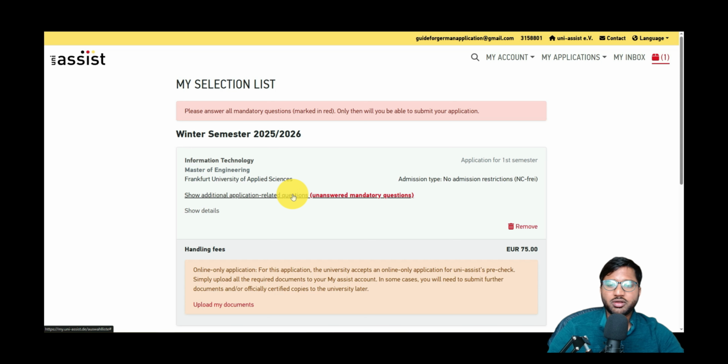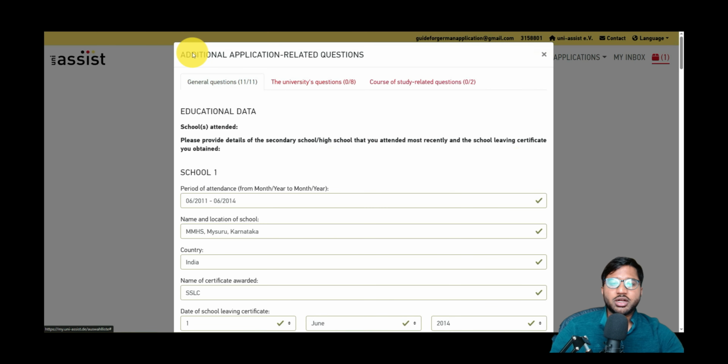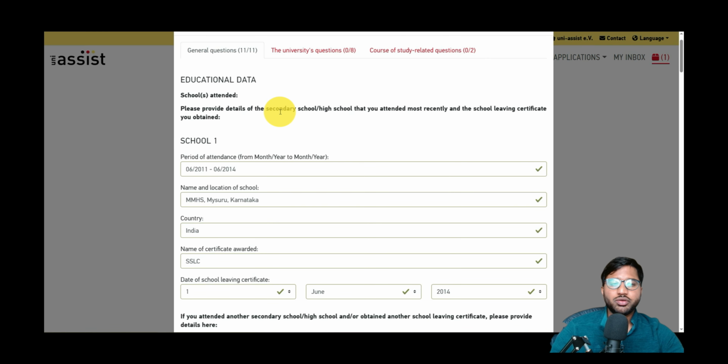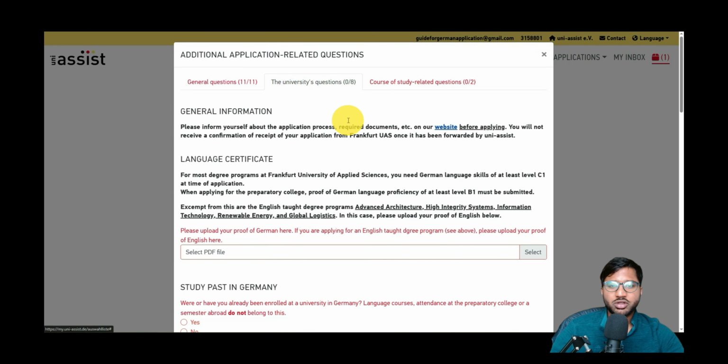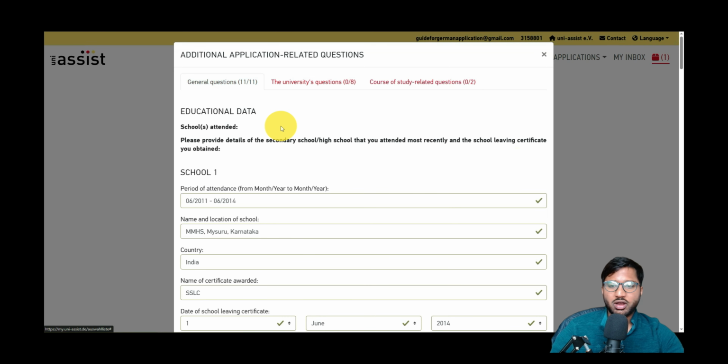As I told you, we have to fill in our additional application related questions. We can go into additional requirement information questions and general questions 11 of 11, which is educational data. This was the information we used to fill every time for all university information. But here for Frankfurt University of Applied Science, they have their particular university questions. Then they have a course study related questions or the application or documents that we need to upload. So first we will go through the general qualifications or general questions that they ask, which is educational data.